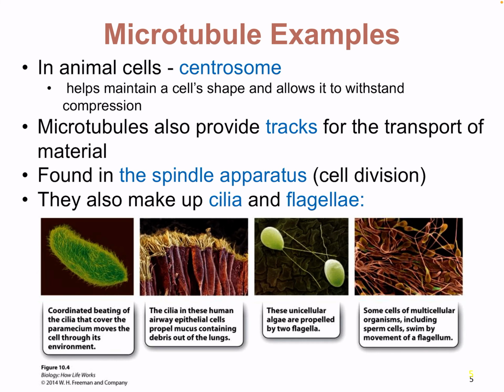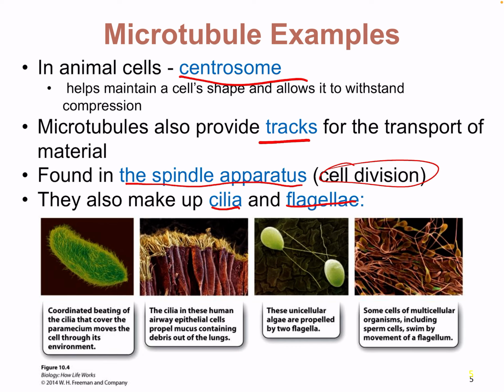Some examples of microtubules in animal cells are the centrosome. The centrosome helps maintain cell shape and allows it to withstand compression. It's very important. Microtubules also provide tracks for the transport of material, and they're found in the spindle apparatus during cell division. They also make up cilia and flagella.